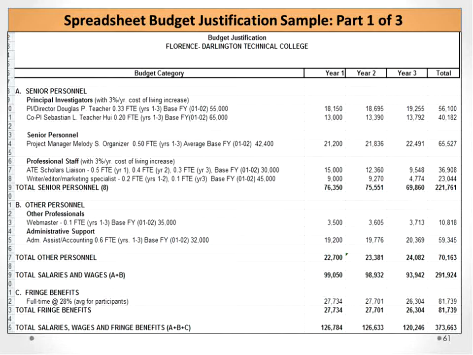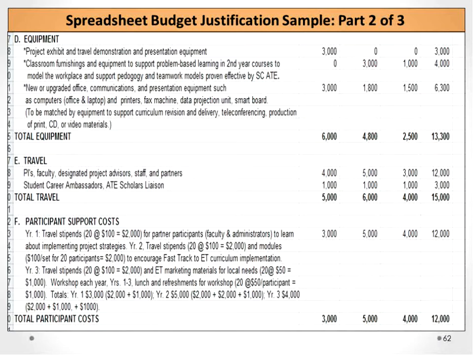Now let's look at another style. This particular one is a spreadsheet. I personally like this kind because I find it a really good project management tool once a project is funded. Follow the alphabet letter categories again, senior personnel, other personnel, all the same categories. And be careful that you include, if you'll notice, years 1 through 3, what your base salary is for determining what these salaries are. We've got a fringe benefit rate, a full-time rate of 28% here for the participants is outlined.